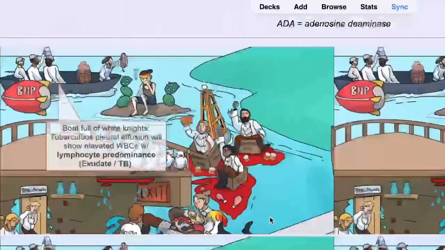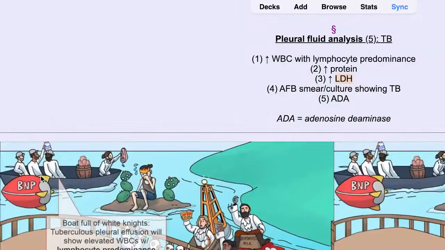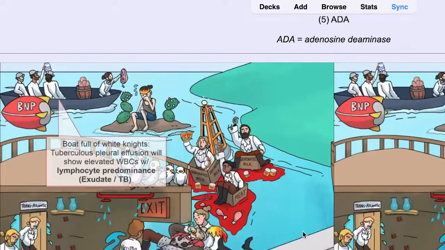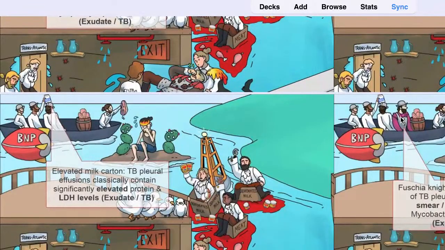I can't find it. Am I missing something? Oh, these are the WBCs. Never mind. AFB culture smear. Where's AFB? Okay.